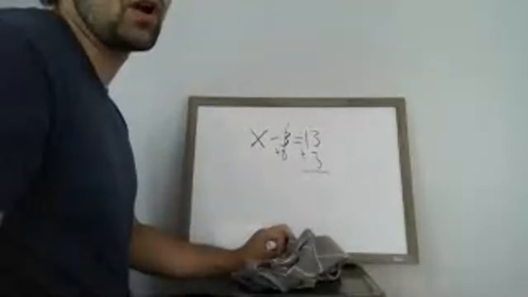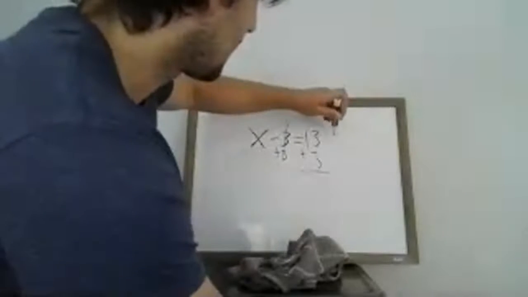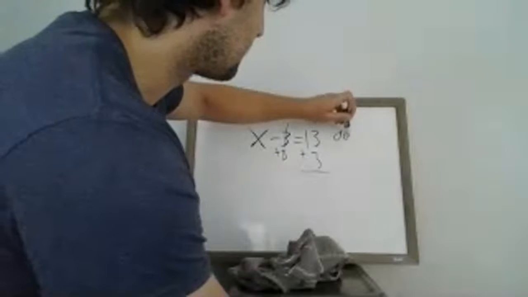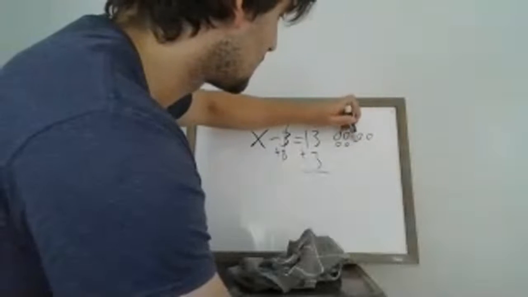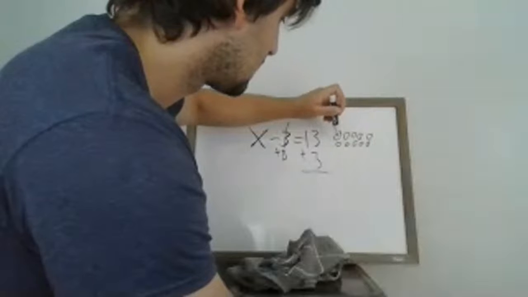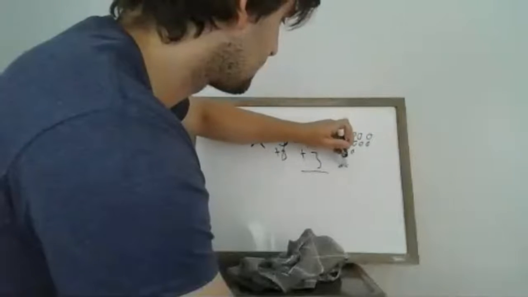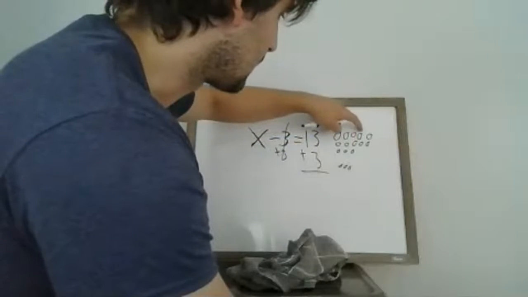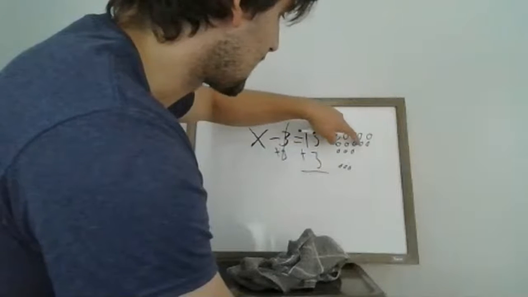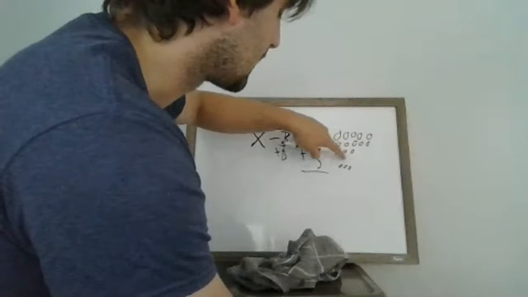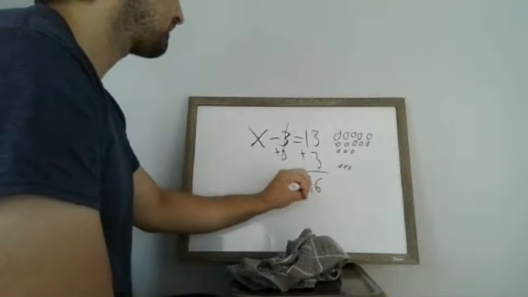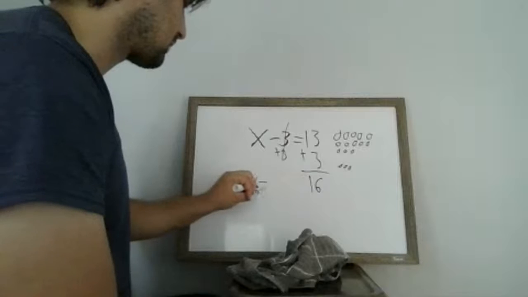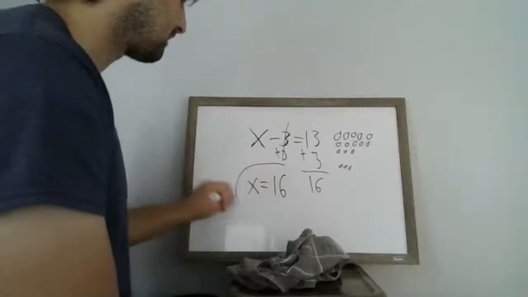If you are unsure of how to do that in your head, what you can do is draw 13 circles, then draw 3 circles and count the total. 1, 2, 3, 4, 5, 6, 7, 8, 9, 10, 11, 12, 13, 14, 15, 16. All right, so 13 plus 3 is 16. X equals 16.